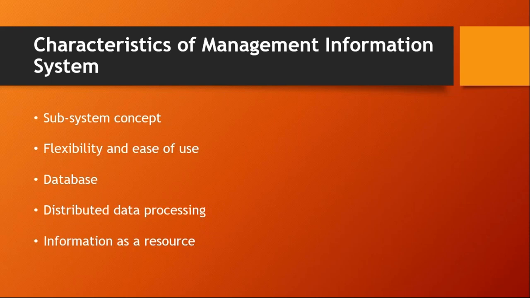Others are database. Like I said, there must be a source where this information is being disseminated, like a network. There's a server where information is being disseminated from. We must have a database where we can store this raw information, a database where we can store the processed information, and then a database where we can store information that is ready to be disseminated. So a database must be available and present to be able to do this. And of course, this information must be distributed. This data that has been processed must be distributed through the management information system. So those are some of the characteristics of management information system.